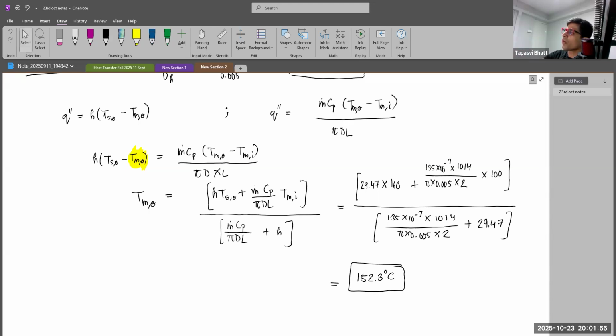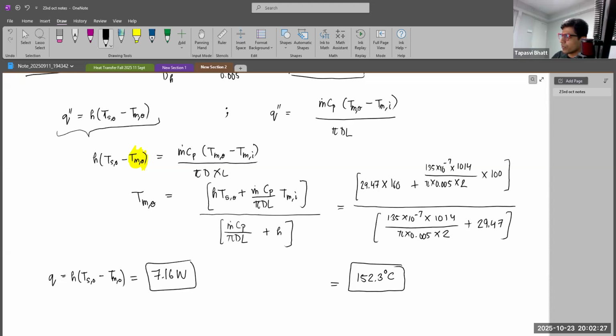Now, from this, what do we want to calculate? We want to calculate the heat flux, right? Q dot. So which equation to use? This equation, right? Let's use this one because we know Ts,o also, right? So Q is h times (Ts,o minus TMO), which with the final value I have is 7.16 watt.